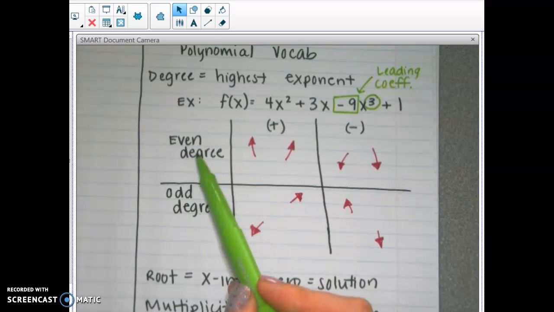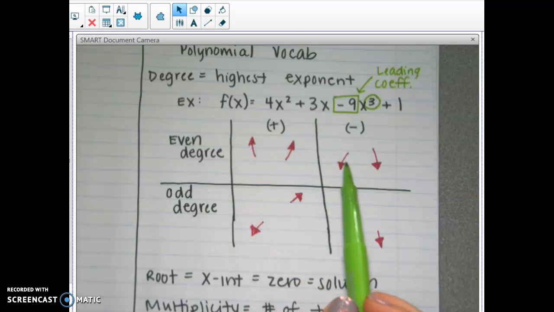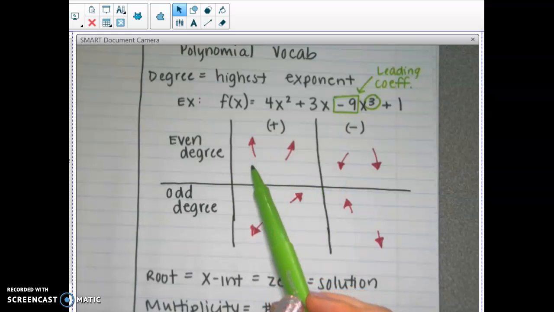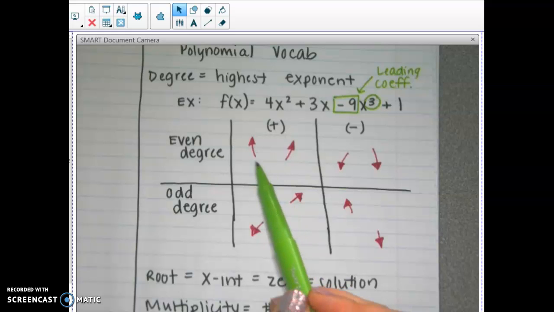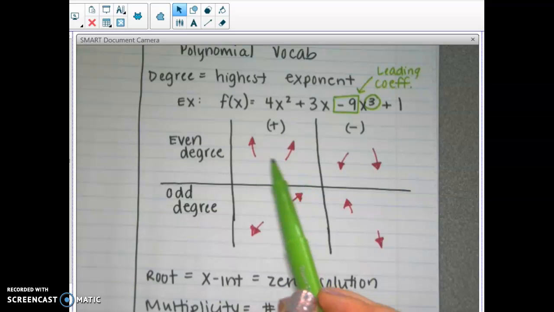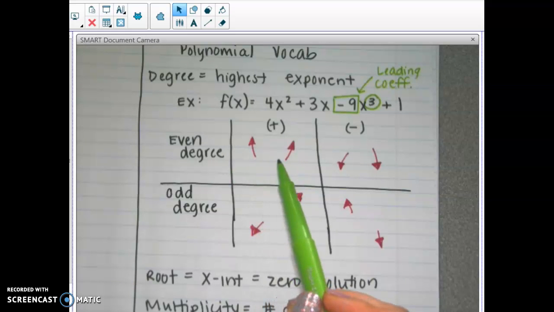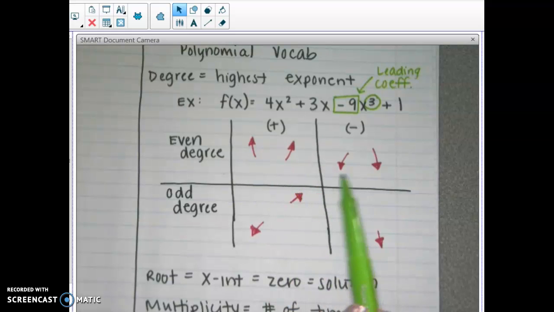But if your degree is even, your left and right arrow should both be facing the same direction. And I purposely left the middle of this graph blank because these polynomials might start to look really crazy. So it doesn't matter if it's just connected. There could be a few little maximums and minimums, like hills and valleys along the way. But even degree polynomials have arrows that face the same direction. So if your leading coefficient is positive, they should be facing up. If your leading coefficient is negative, they'll be facing down.